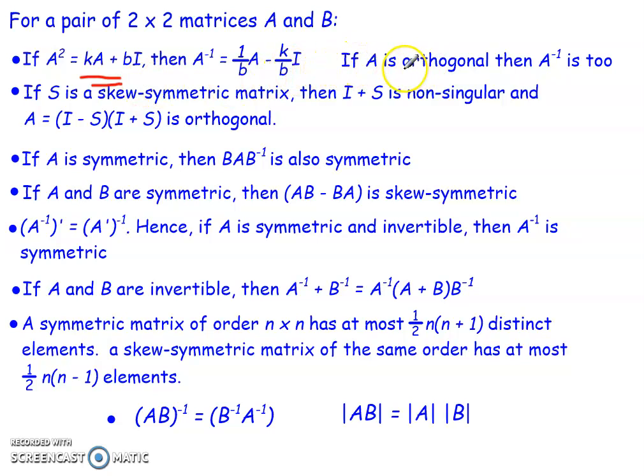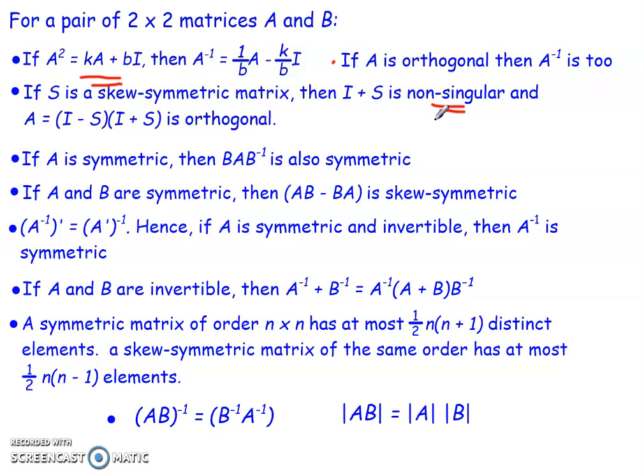And to join on to that, if A is orthogonal, then A to the minus 1 is too. So another thing you may discover from working through the formula for that is that if A is an orthogonal matrix, the inverse of A is as well. Now if we have S, which is a skew-symmetric matrix, then the identity matrix plus S is non-singular, and A, which can be given by I minus S, I plus S inverse, that is orthogonal. So we're able to do that, and if we've got an orthogonal matrix here, if we calculate the inverse of that, which we know we can because they're non-singular, our inverse is also going to be orthogonal.